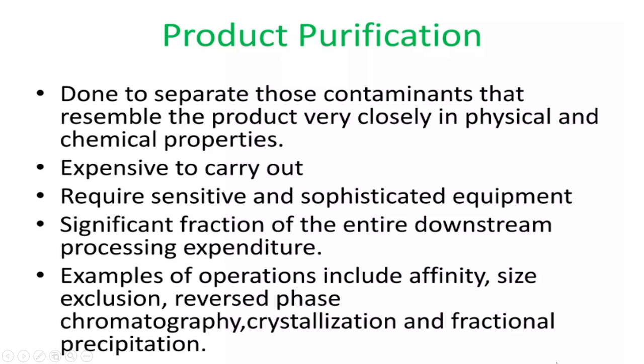Since purification is very expensive, not all downstream processing goes through product purification. Only certain materials which need to be purified, depending on their price and their intended use, will go through the purification, because a significant fraction of the entire downstream processing expenditure goes to the purification step. So what are the different techniques by which you can do purification?